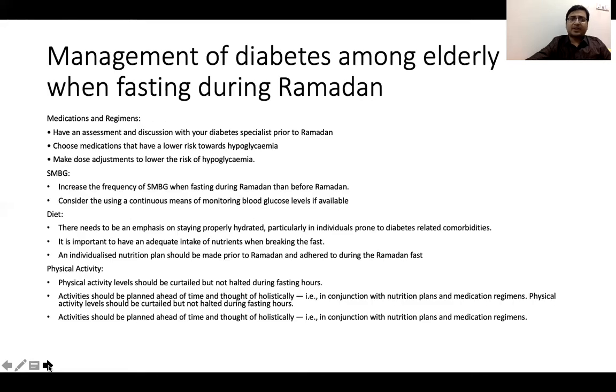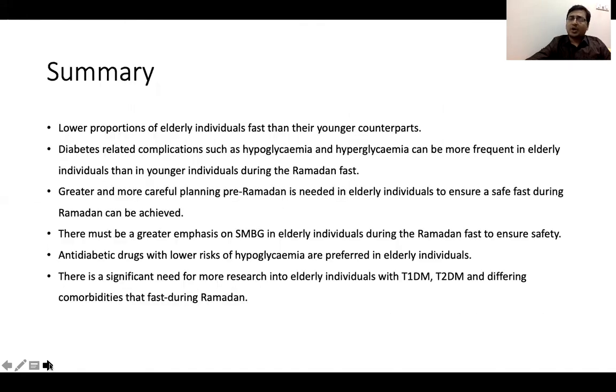Management of diabetes among the elderly when fasting during Ramadan: the medications and regimen should be properly checked. SMBG, that is the self-monitoring of blood glucose, should be done. The diet modification should be done. The timing of medication has to be managed and physical activity level should be curtailed but not halted during the fasting hours. So lower proportions of elderly individuals fast than their younger counterparts.